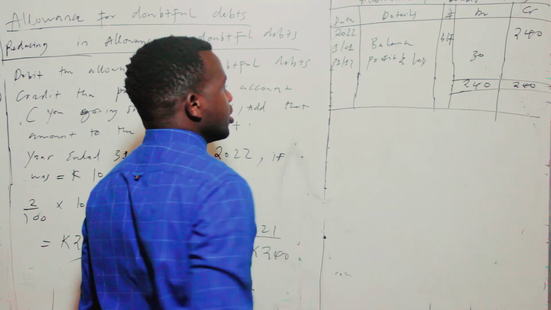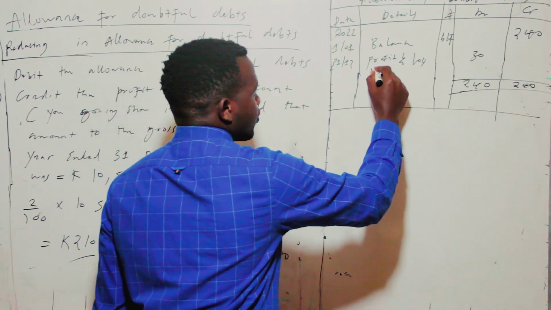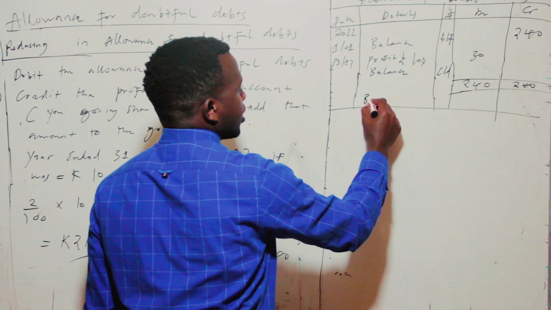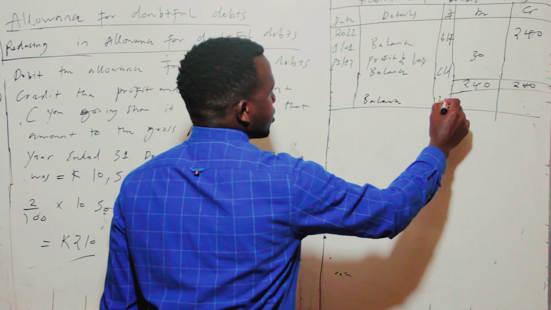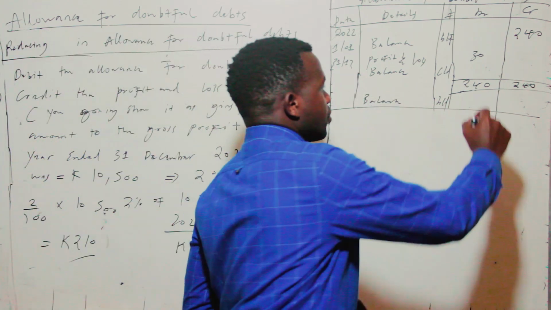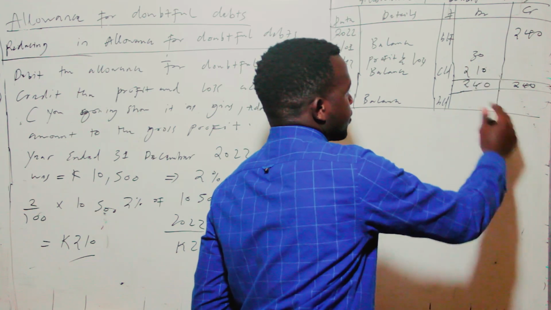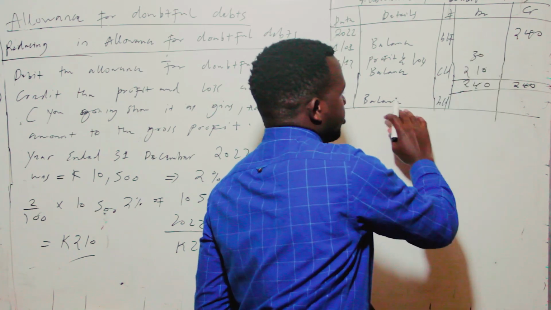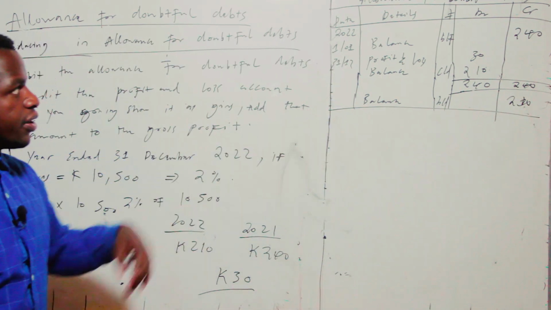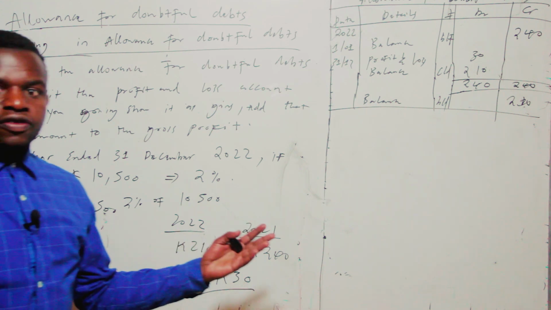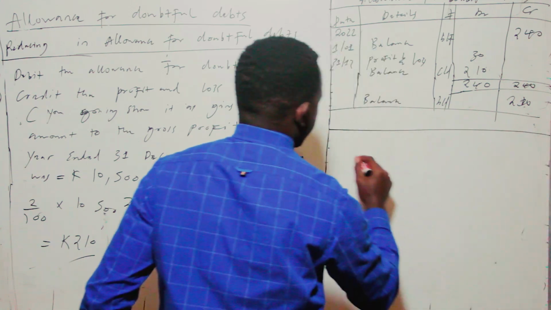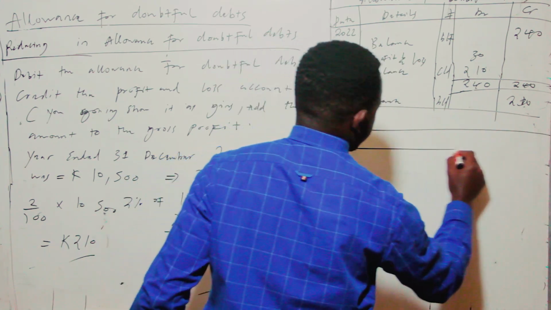So we're supposed to find the balance carried down. Supposed to find the balance brought down. So there, to find the balance carried down, we're going to have 210 there on the debit side, and the balance brought down, we're going to have 210 on the credit side. So that's how we can show the allowance for doubtful debts. Where you have questions, please ask the group. Let us look at the profit and loss account.